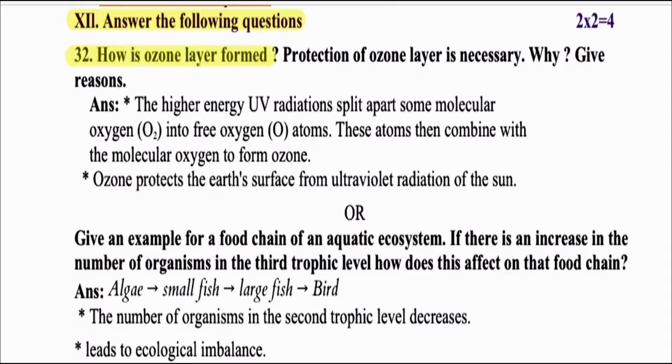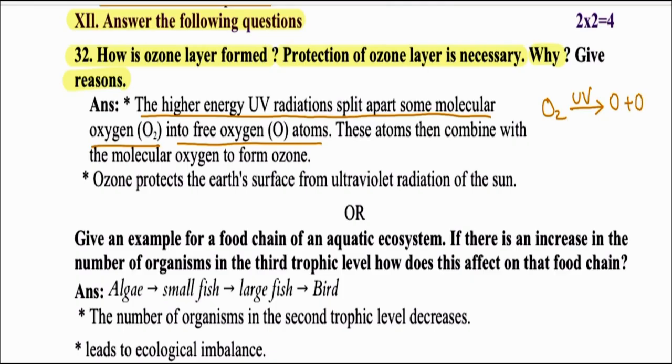How is the ozone layer formed? Protection of the ozone layer is necessary. Why? Give reasons. The answer is, the higher energy UV radiation splits apart some molecular oxygen O2 into free oxygen O. See here, the oxygen molecule gets split by UV into oxygen atoms, and then one of the oxygen atoms reacts with an oxygen molecule to form O3, which is ozone.